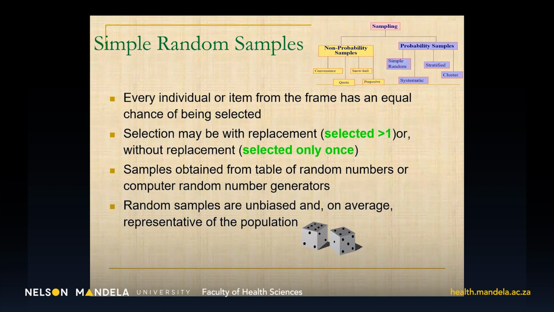But what are the implications if selection has replacement? In other words, an individual can therefore be selected more than once. Come to think of it, let's give a practical example. You're looking at your students. I've got a class of biostats students, second years, there are 20 of them in my class.